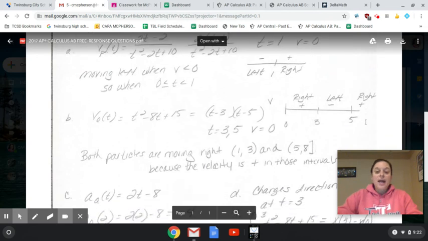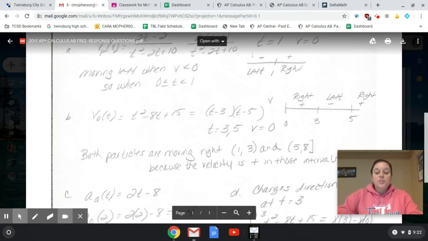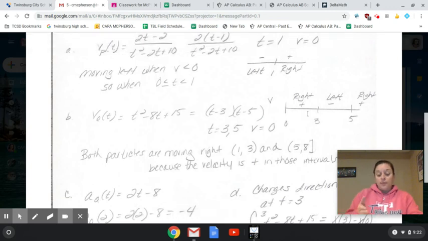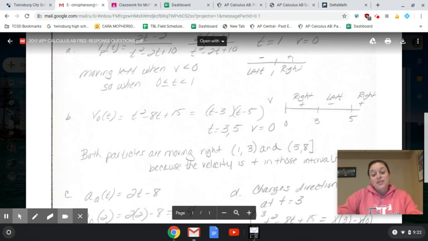So if I compare these two, in the beginning, this one's going left, this one's going right. So we don't have anything happening right away. Once we get to 1, the first particle, P, is moving to the right. This one is still moving to the right. So it starts at 1, moving the same direction, and then it stops at 3, because at 3, now it's turned around and starts going left. But then it starts going right again at 5, and this one is still going to the right.